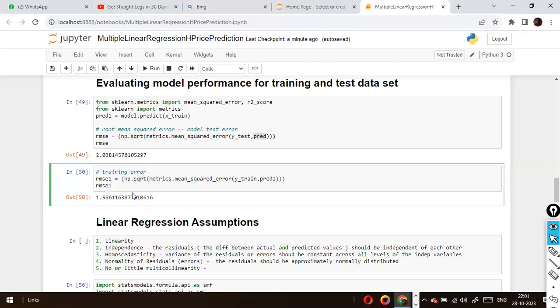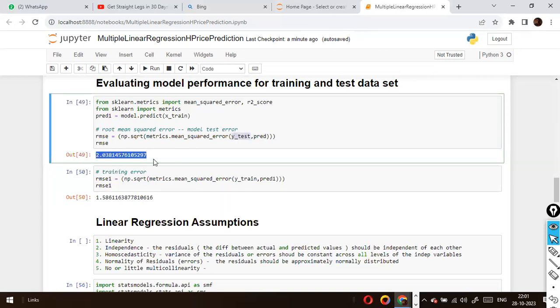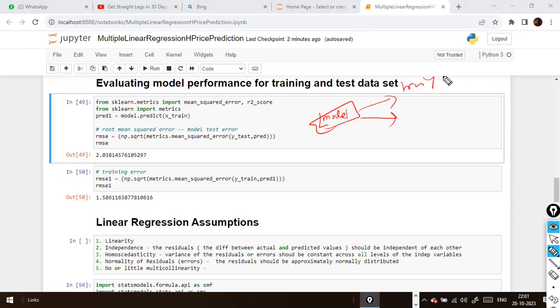Now the question is, if I use this test data, I am getting this error. What is the assurance that if I use another test data, the error will remain the same? For example, I'll give you another example. See here, this is my model, a linear regression model. You have trained your model. When I apply the model on the training data set, let's assume that the error is 2.